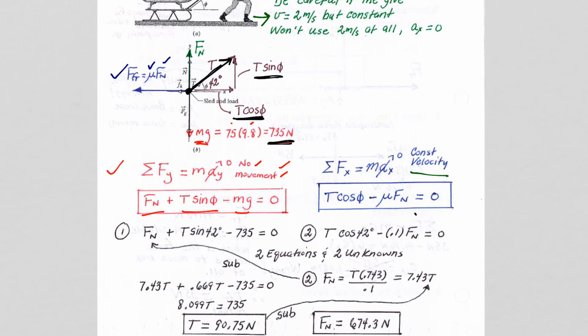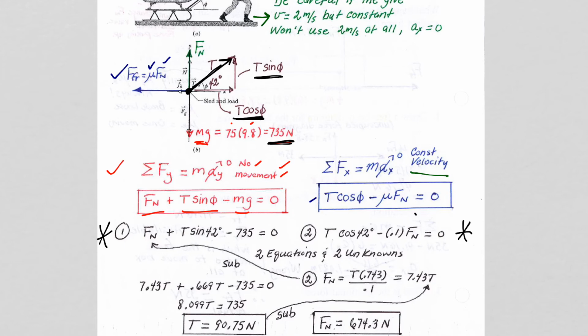In the x direction, we only have two forces, T cosine 42 minus the frictional force, mu times the force normal. And now I'm going to plug in my numbers. Notice how much analysis was done prior to going right to what many people would think of as the solution. You will find that solving the problems, especially the harder ones, is much easier if you do this upfront analysis with your free body diagram, summing the forces in the x and y direction.